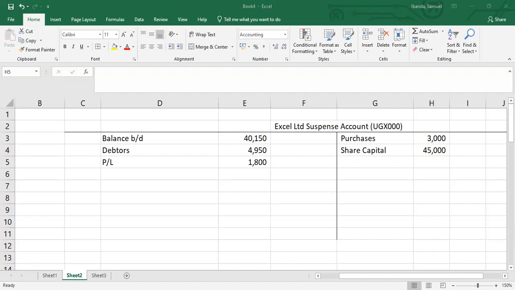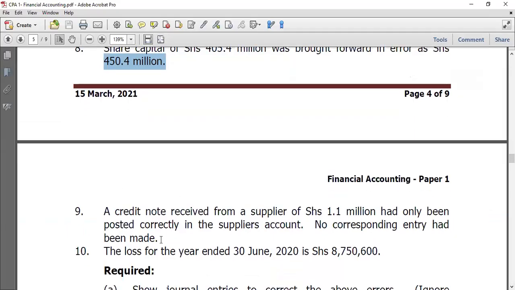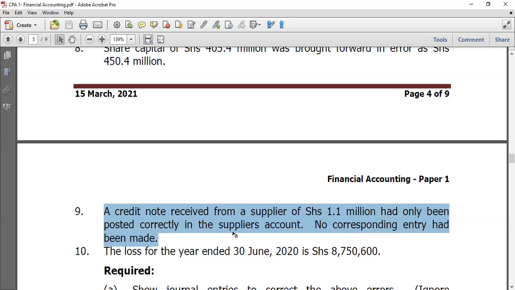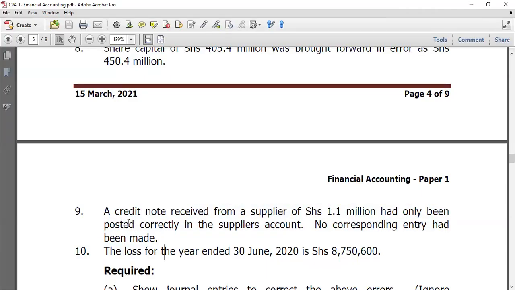So the next thing that I'll do is I'll now come to this transaction, where they're telling me that a credit note received from a supplier of shillings 1.1 million had only been posted in the supplier's account. No corresponding entry was made. This is a single entry transaction, okay?